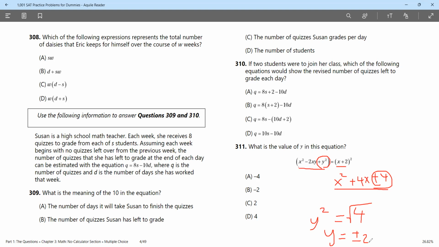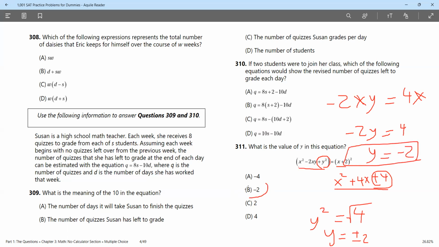Here we have something different. What is it? Here we have negative 2xy, and here we have 4x. If we compare them, x will be eliminated by x, so it will be negative 2y equal to 4. So y will be equal to negative 2. So this is the answer.